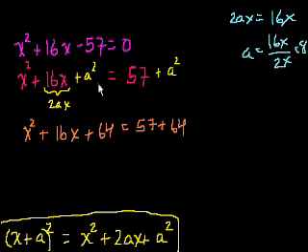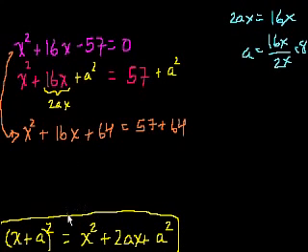Right? I went through a fairly tedious explanation here, but all we've really done to get from there to there is add 57 to both sides of this equation to get it on the right-hand side. And then we added 64 to both sides of this equation. And why did I add 64 to both sides of this equation? So that the left-hand side expression takes this form.